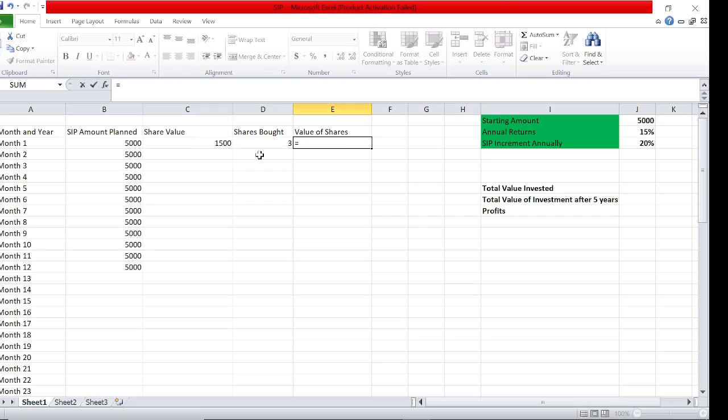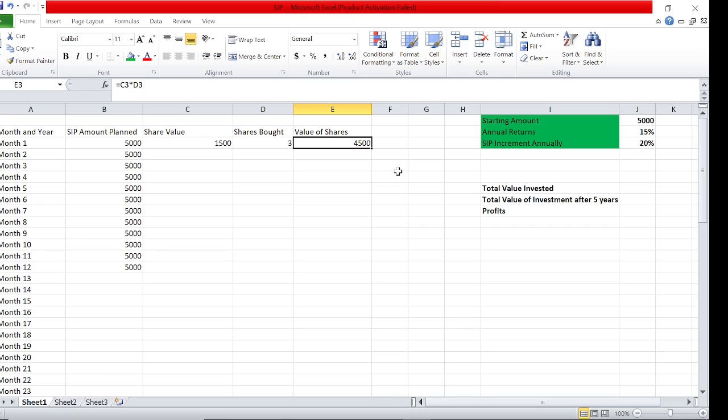So the actual value that we have spent on the shares is 1,500 into 3. Our planned SIP investment is 5,000, but we have only spent 4,500 because if we bought a fourth share, we need 6,000 rupees, 1,500 into 4, but our plan is only 5,000. So we are spending 4,500 rupees to buy 3 shares. Remaining 500 is going away, but it's fine. Still, you're meeting 90% of your SIP planned amount.